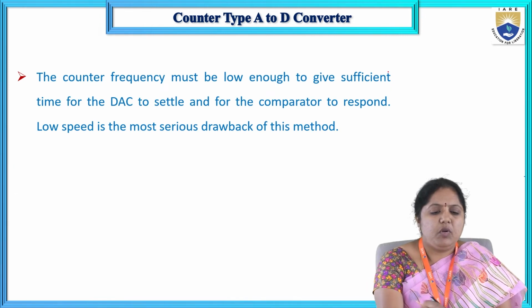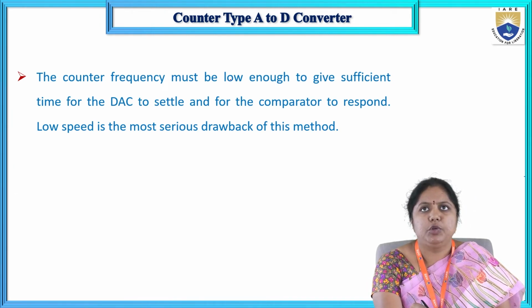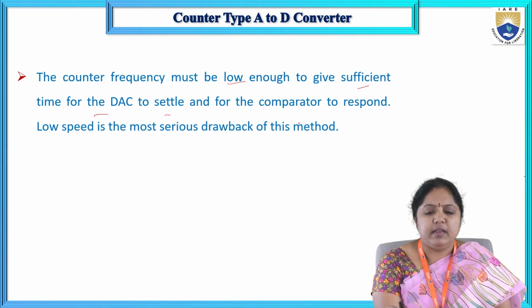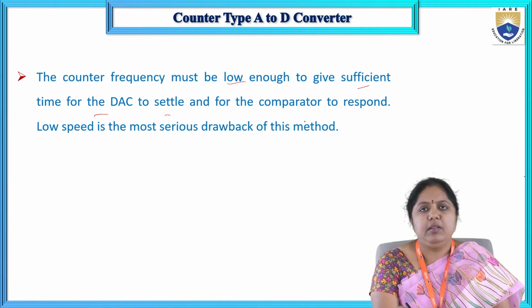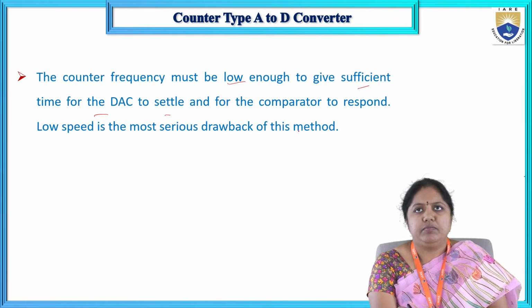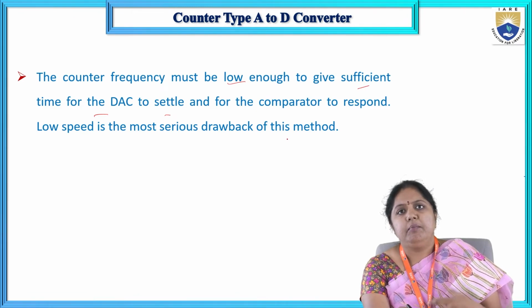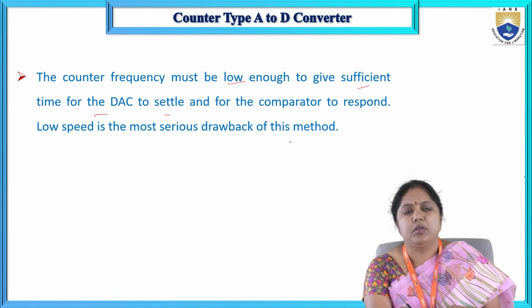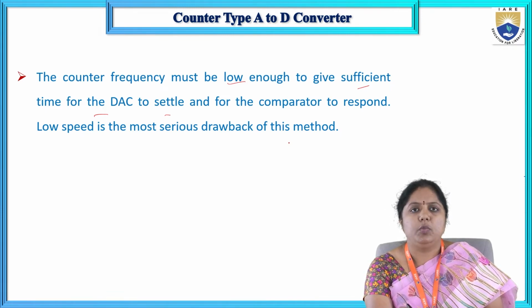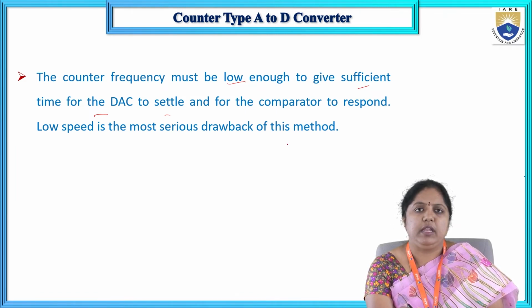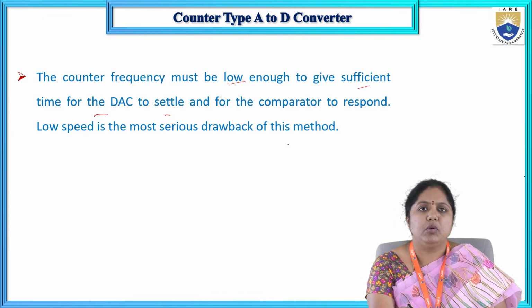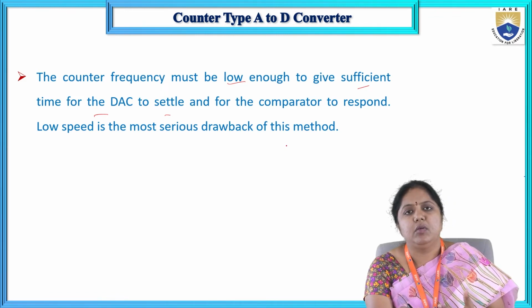Basically, the counter frequency should be low enough to give sufficient time for the DAC to settle and the comparator to respond. This is the main drawback of the circuit, because the operation, based on the analog signal, slowly does the entire process of comparison with the DAC output. If the DAC is not working fast, the comparison also becomes slow. Comparison becoming slow means the output of the AND gate is also slow, and your binary counter also slowly does the process of counting.